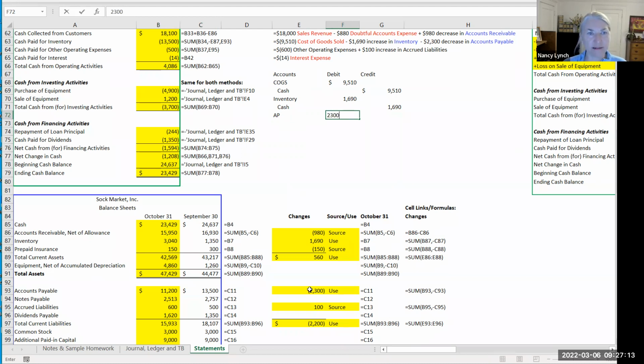And I'm getting rid of signage. And I just assume the other side is to cash. And now I can, like I did before, get my cash paid for inventory or merchandise.